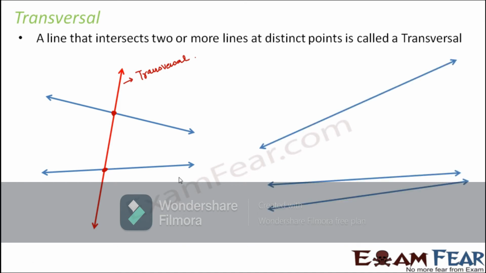So let's say that you have 3 lines which are again not parallel, they are all in different directions. But if you could somehow draw a line which is intersecting all the 3 lines at 3 distinct points, then this line would be called a transversal again.